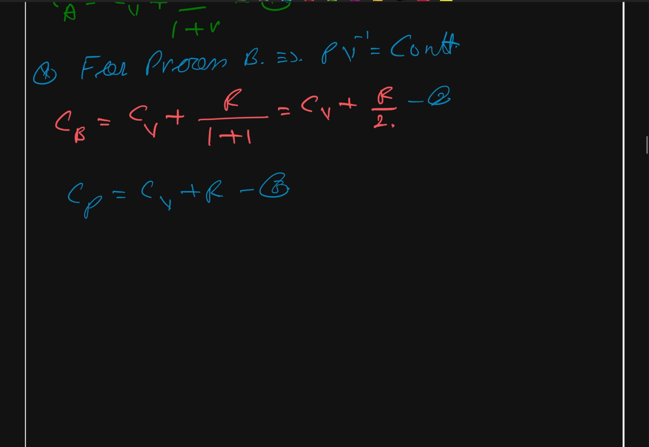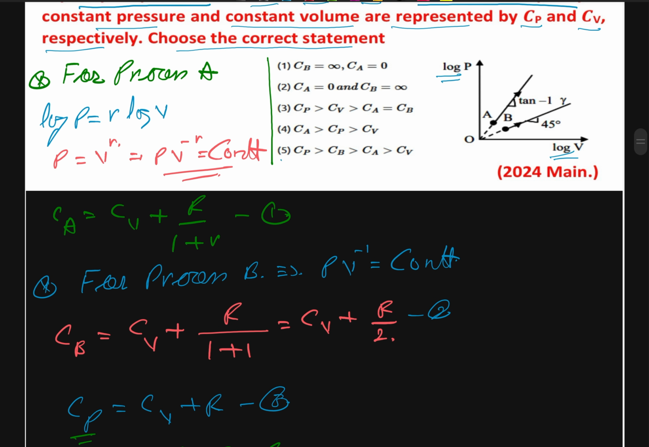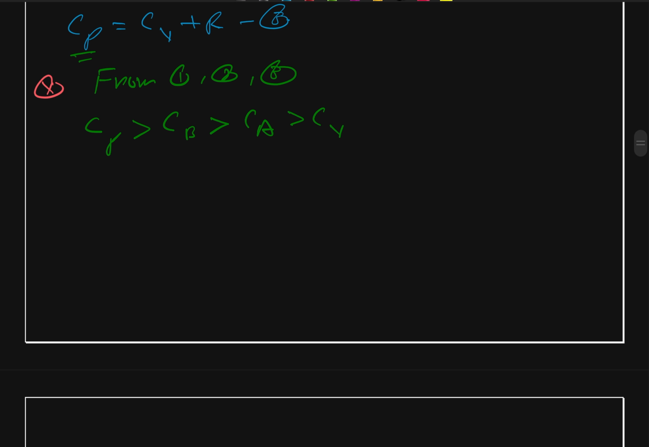So if you compare equations 1, 2 and 3, you can easily see that C of P will be the highest one, then it comes to C of B, then C of A, and finally C of B. So therefore option 5 is the correct one. Five is correct. Next question.